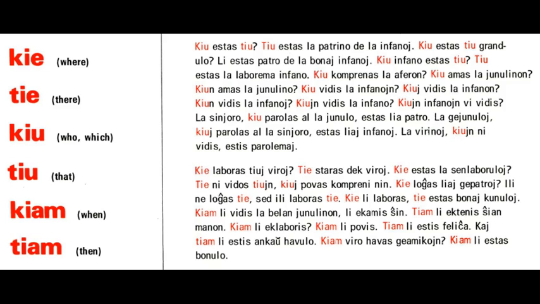Kiam li vidis la belan junulinon, li ekamis ŝin. When he saw the beautiful young girl, he fell in love with her. Tiam li ektenis ŝian manon. Then he took hold of her hand. Kiam li eklaboris? When did he set to work? Kiam li povis? When he was able. Tiam li estis feliĉa. Then he was happy. Kaj tiam li estis ankaŭ havulo. And then he was also a man of property.